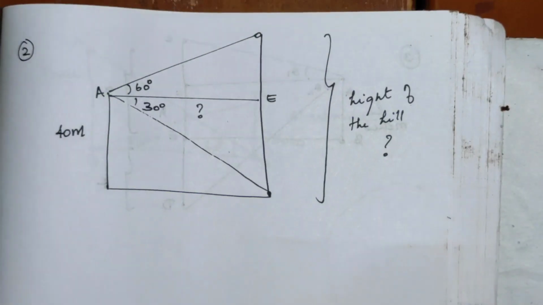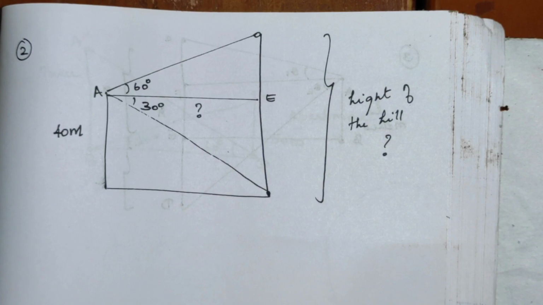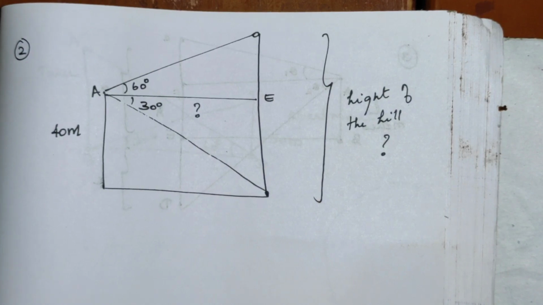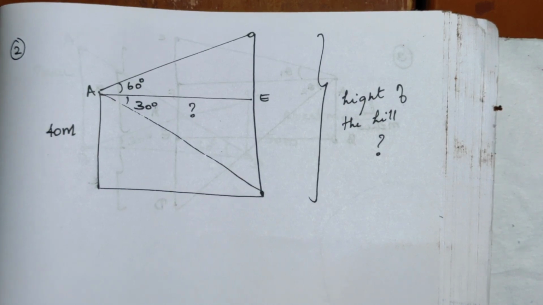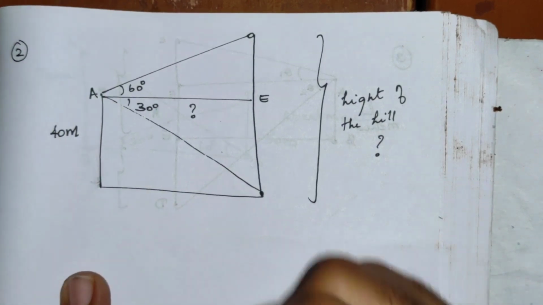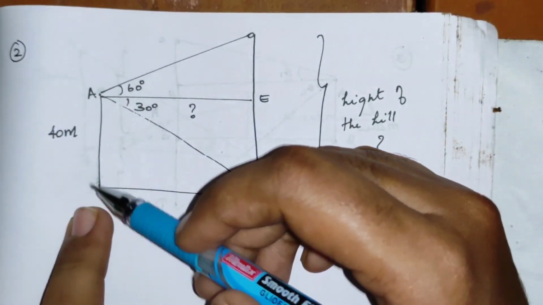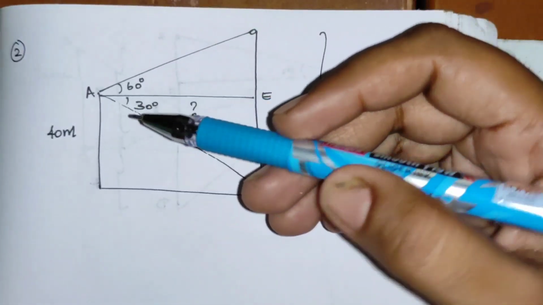Problem number 2, I'll read out the question. A man is standing on the deck of a ship, which is 40 meter above the water level. So consider this is the water level, and the ship is 40 meters above it.